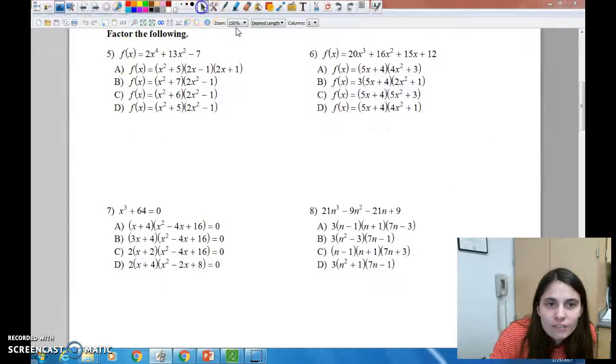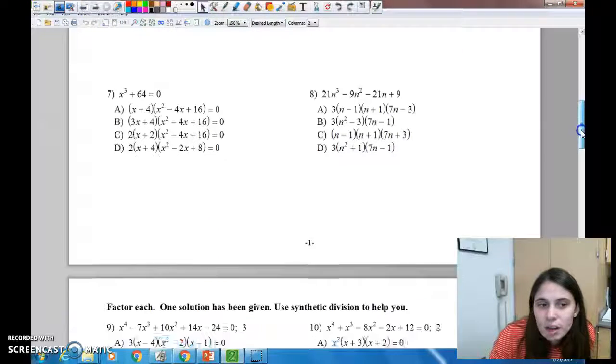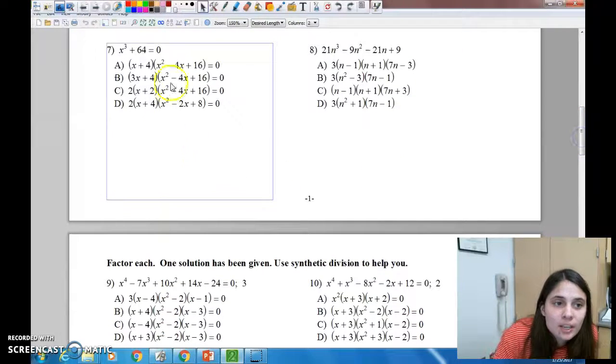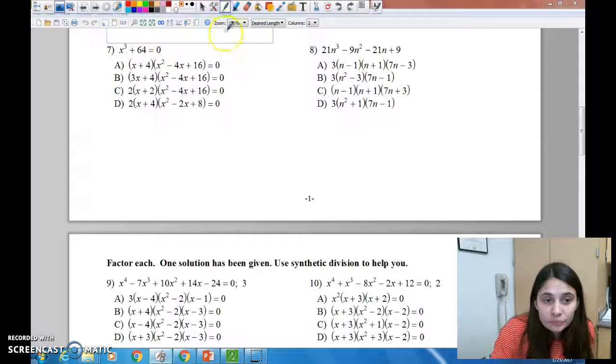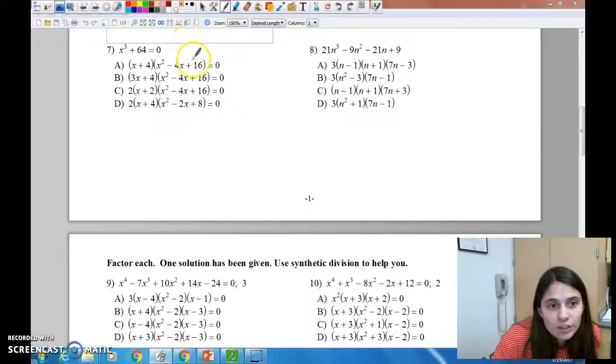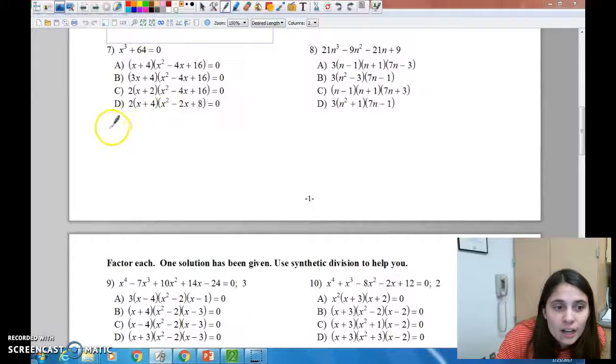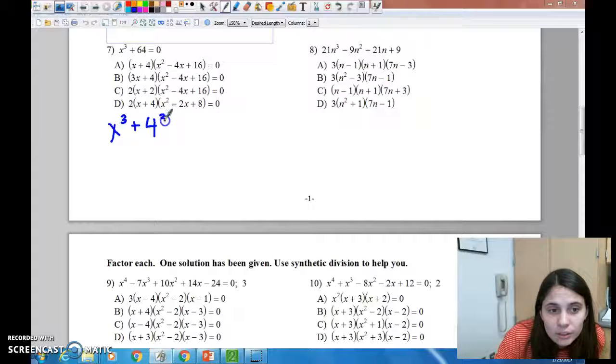On number 7, I am factoring a sum or difference of cubes because I have an x cubed and then a number. So I need to rewrite this as x cubed plus another number cubed. So if I put the cube root of 64 in my calculator, I'm left with 4. So this is the same as x cubed plus 4 cubed.